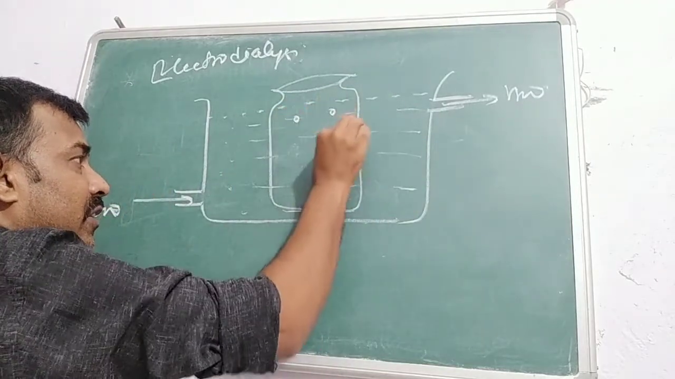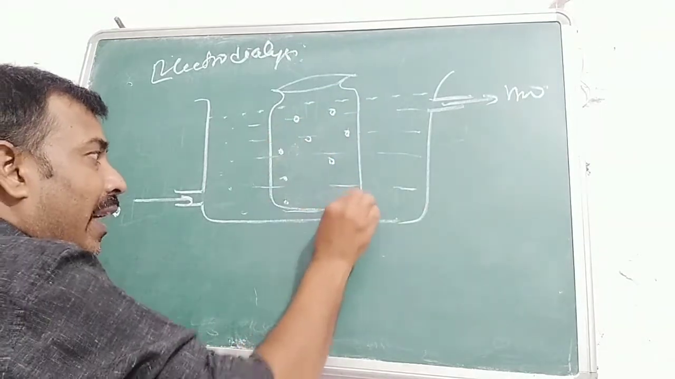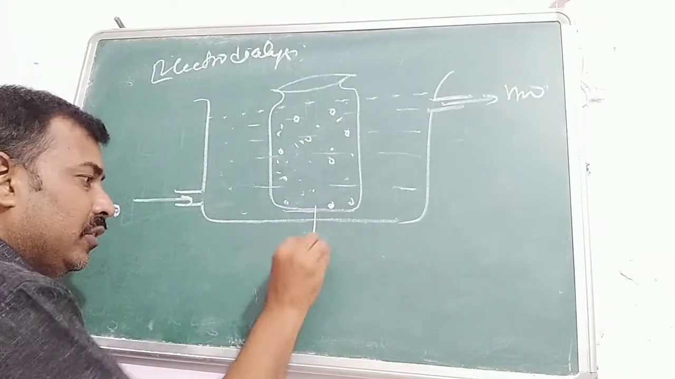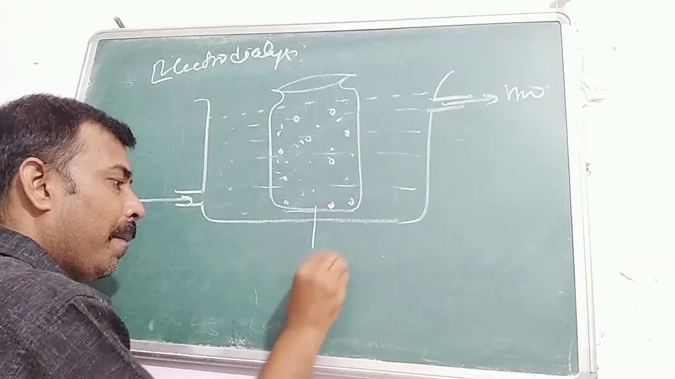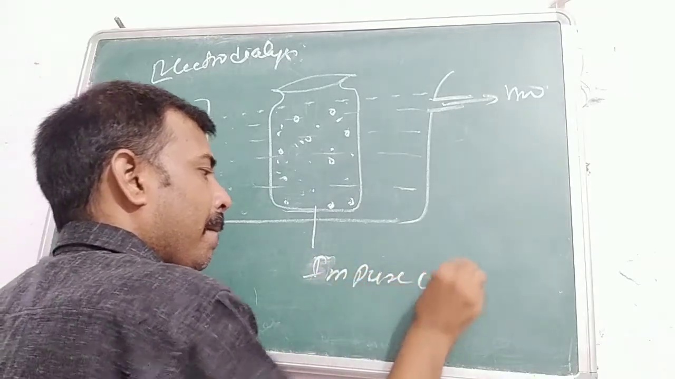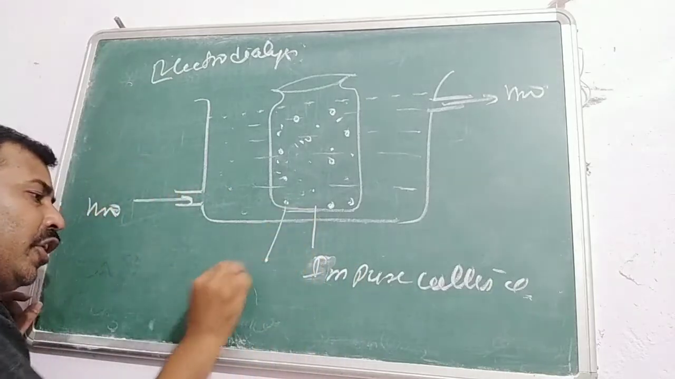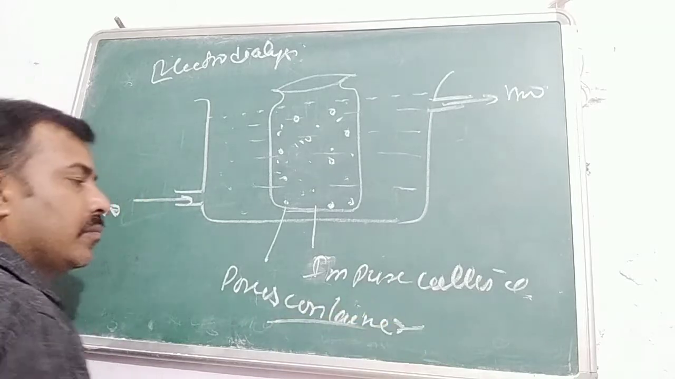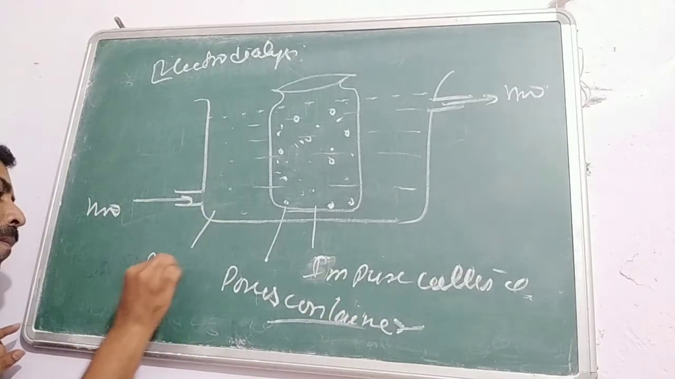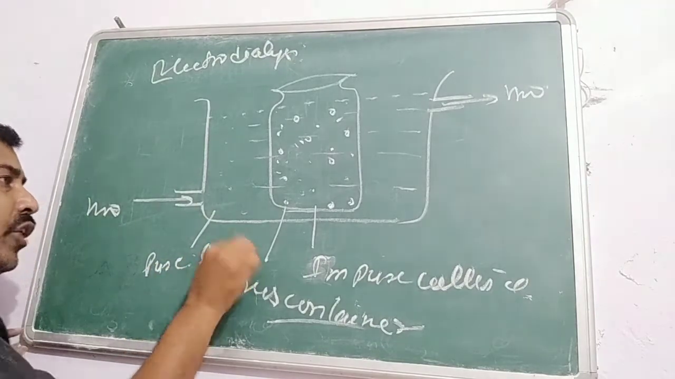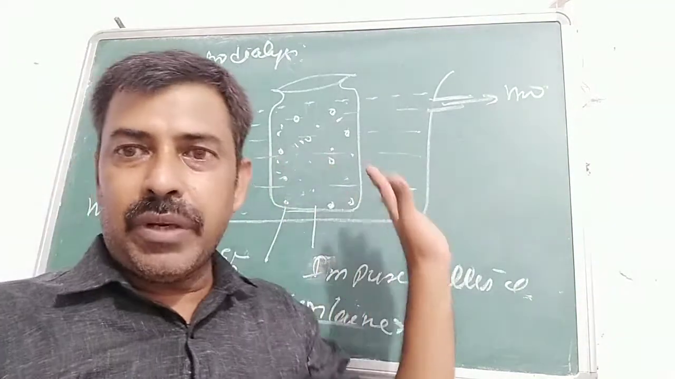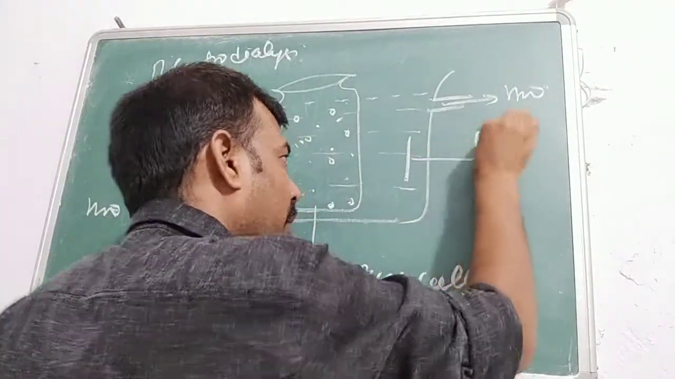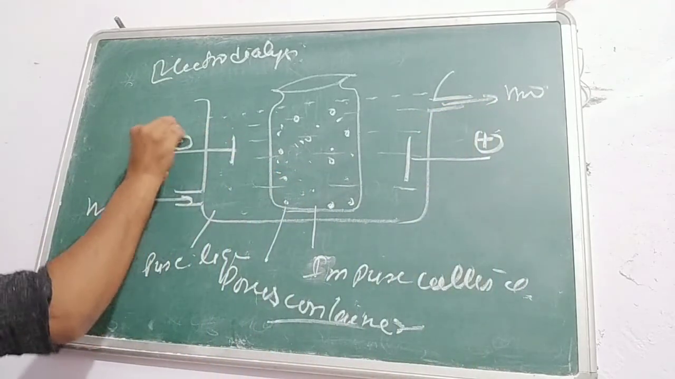And this container contains colloidal particles as well as some electrolytic particles. That means you can see it is an impure colloid in a porous container. This is a pure liquid. This is the same arrangement that was given for dialysis. Now we will put two electrodes. One will be a positive electrode and the other must be a negative electrode.